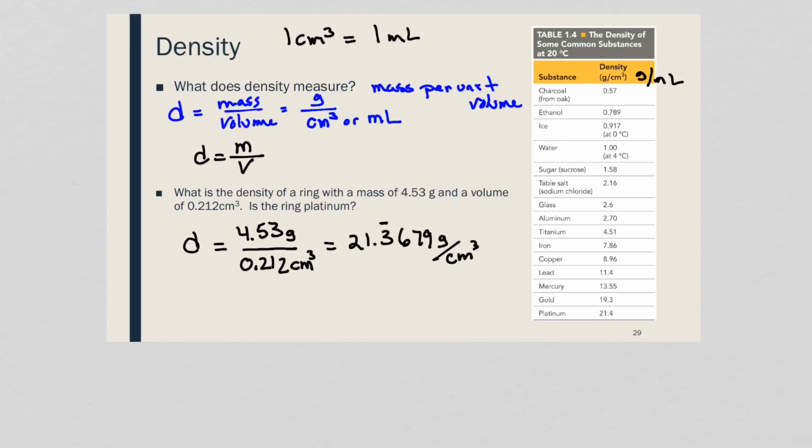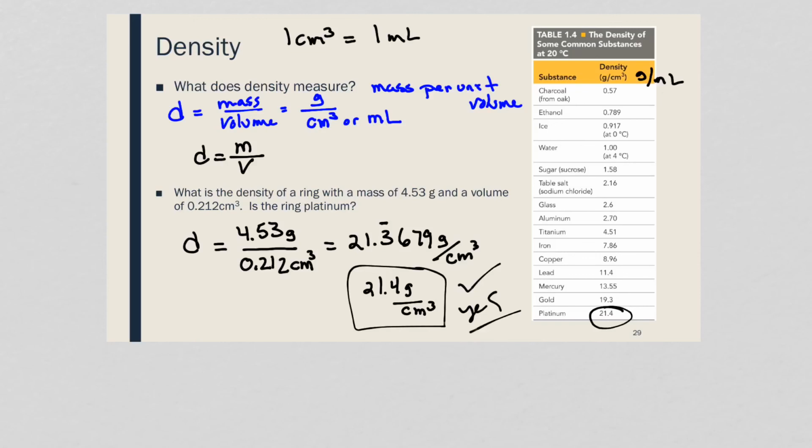So I look at the next number. We use traditional rounding rules. So the 6 tells me that I round this up. So this would round to 21.4 grams in every cubic centimeter. So that's the density of this ring. Now, is it platinum? Well, if I look at my table and I look up the density of platinum, I see it is indeed 21.4 grams per cubic centimeter, or grams per milliliter. So yes, we could say that this ring is made of platinum. We could be confident of that.